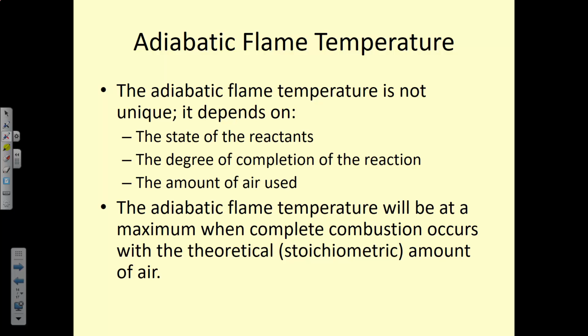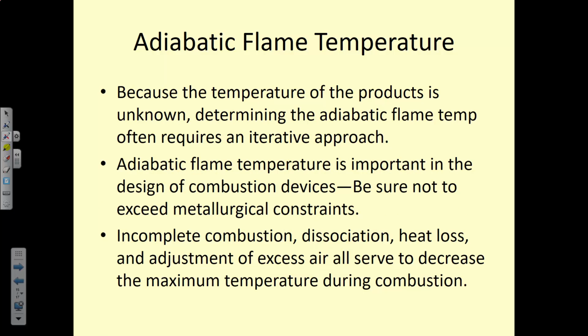It's at a maximum when we have complete combustion with the theoretical amount of air and no heat transfer to the outside. So an adiabatic process that's complete with just the right amount of air is going to give the maximum adiabatic flame temperature. We don't necessarily know at the outset what the temperature of the products will be, because we don't have a chart of adiabatic flame temperatures. We have to know a lot about the reaction to figure it out. So we have to find it iteratively.